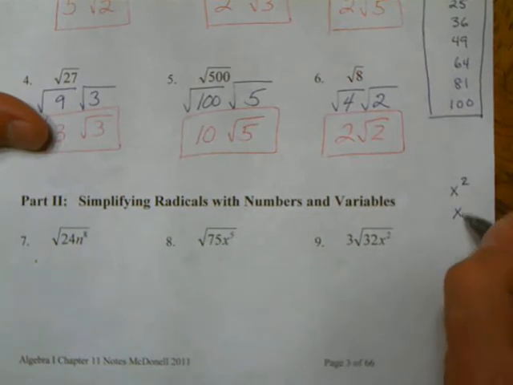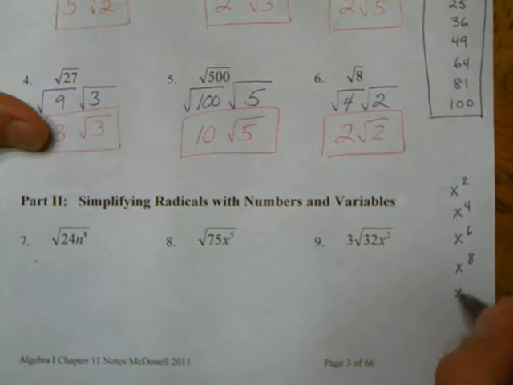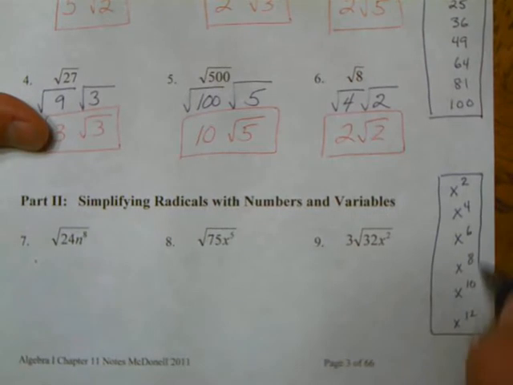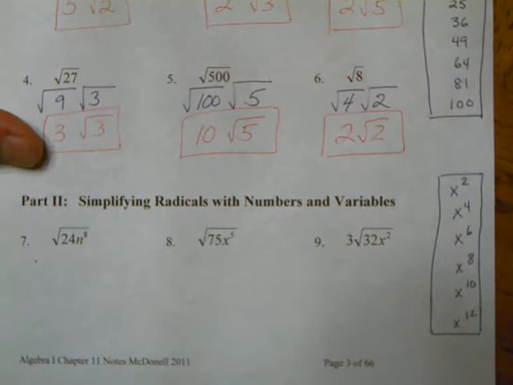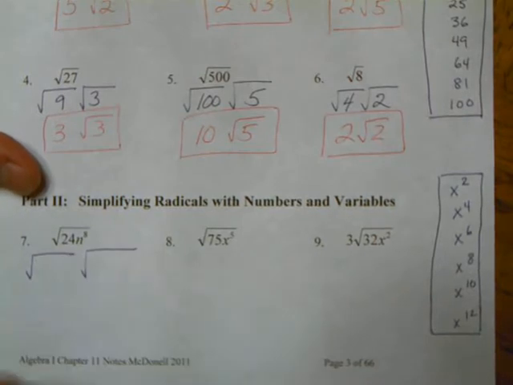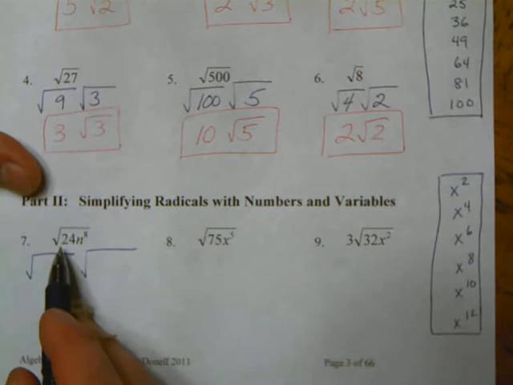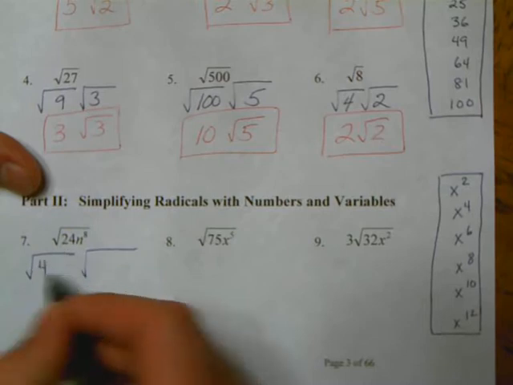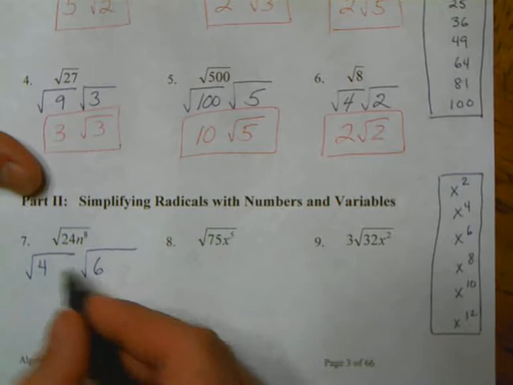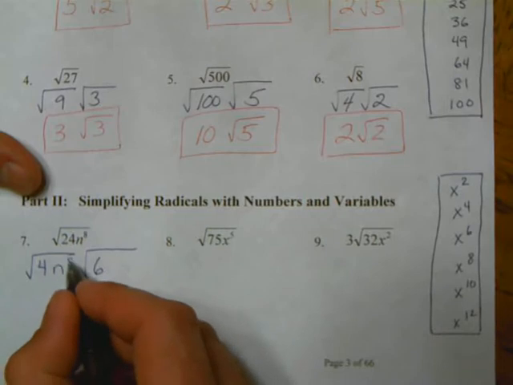So this is just some simplifying radicals with numbers. In our next section, we're going to talk about simplifying radicals that have variables. As we think about our variables, we need to think about the fact that these numbers over here on the right, x squared, x to the 4th, x to the 6th, x to the 8th, x to the 10th, x to the 12th, and so on, all of these are perfect squares as well. So, we're going to be looking at two different possibilities. But once again, we're going to take a perfect square times what's left over.